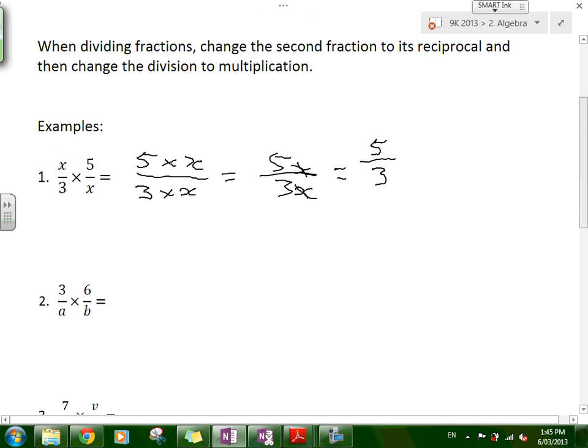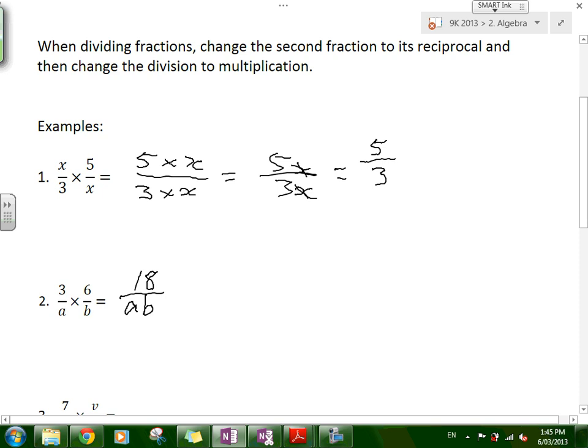Okay. The next one, number 2, is 3 over a times 6 over b. What is the numerator going to be? 3 times 6 is 18. And what's the denominator going to be? ab. Alright, so 18 over ab.